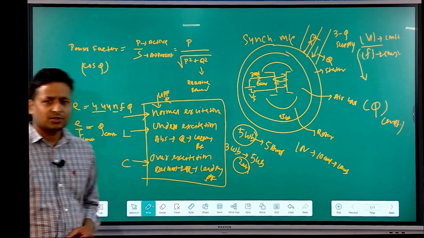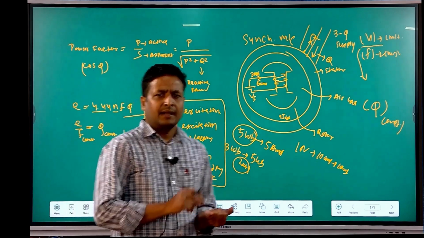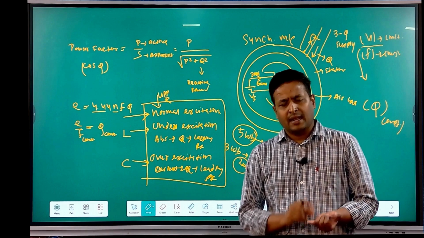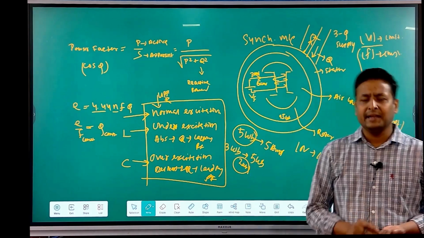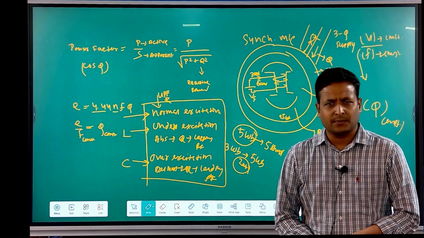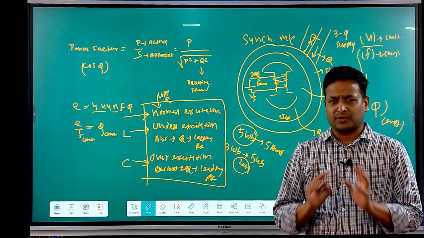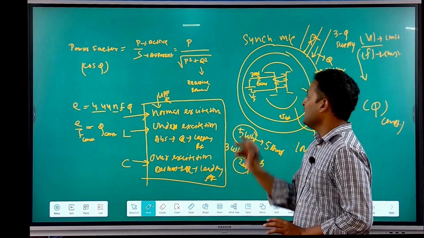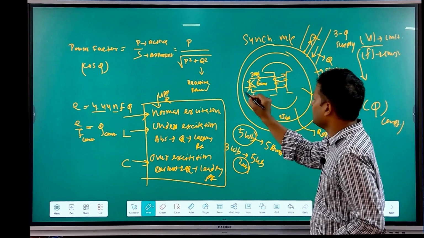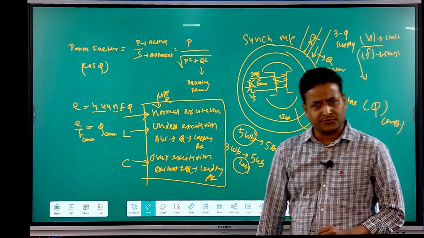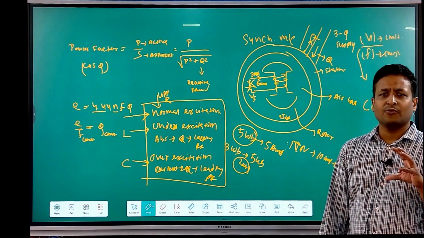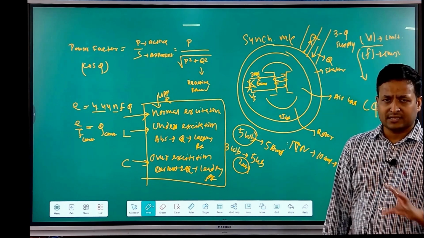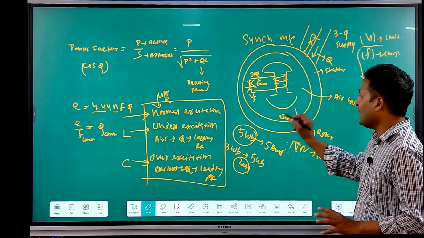That means a synchronous motor can operate at unity power factor, lagging power factor and leading power factor. Whereas, in the case of an induction machine, that is not possible, because the induction machine is a singly excited machine. This external supply is absent. That means the system is always under excited. There is no external source provided to produce the air gap flux.